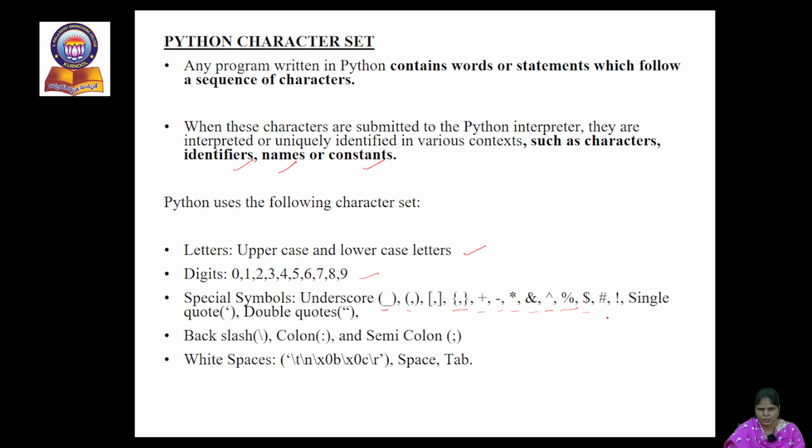can be used. Single quotation and double quotations can be used. Backslash, colon, semicolon can be used. White spaces and some escape characters like \t, \n, \x0b, \x0c, \r. So these are the special characters, and space and tab can also be used. So these all come under what? Character set.